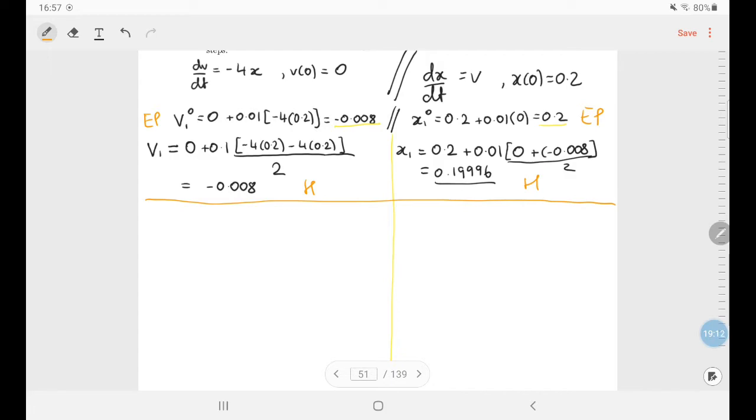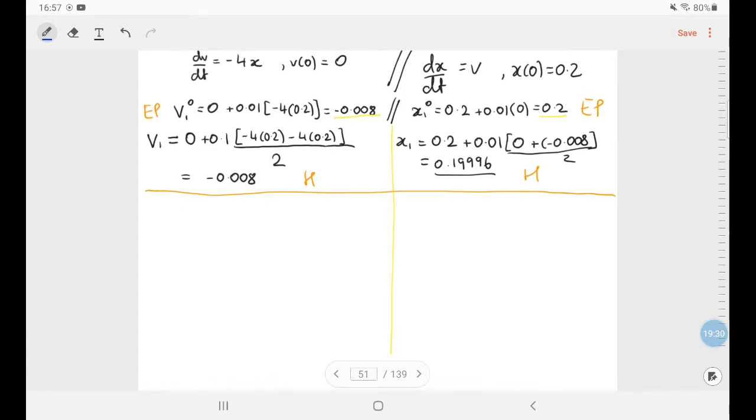Now you might be a bit lost here, so maybe I'll put down some coordinates. So the coordinate here is 0.01. The problem is what are our coordinates? Our coordinates are actually three-dimensional because there's a t, an x, and a v. So let's write down t, x, v. At the moment the t value is 0.01, the x value is 0.19996, and our best guess for the velocity is minus 0.008.